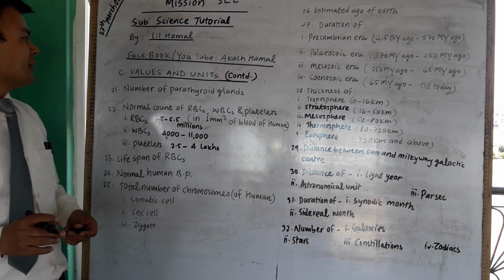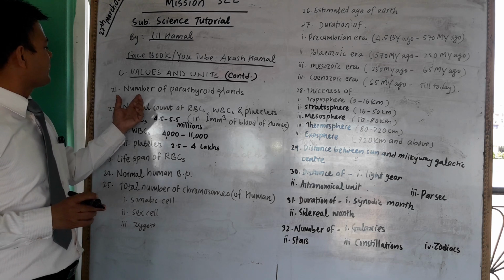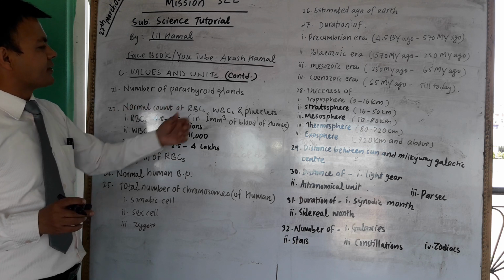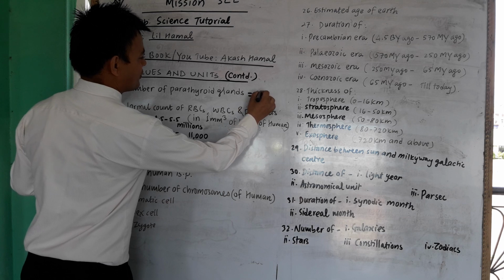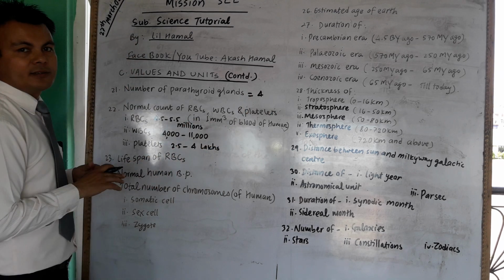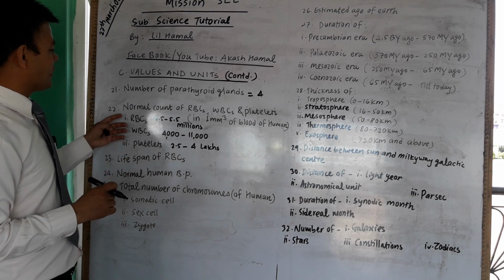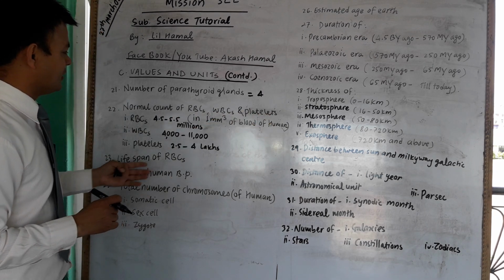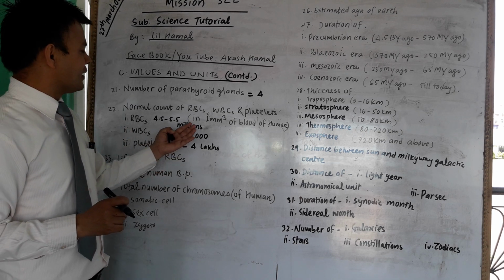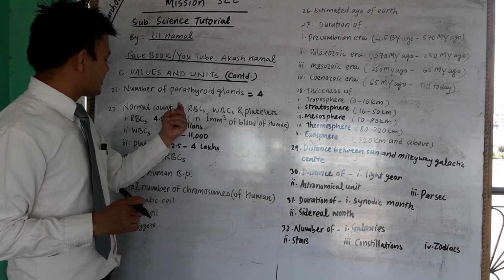Well, let's talk more about this. Okay, it's 21. There are a number of parathyroid glands. So the total number of parathyroid glands is 4, or 2 pairs, at the back of the thyroid gland. A normal count of RBCs, WBCs, and platelets in human blood in each cubic millimeter of the blood.